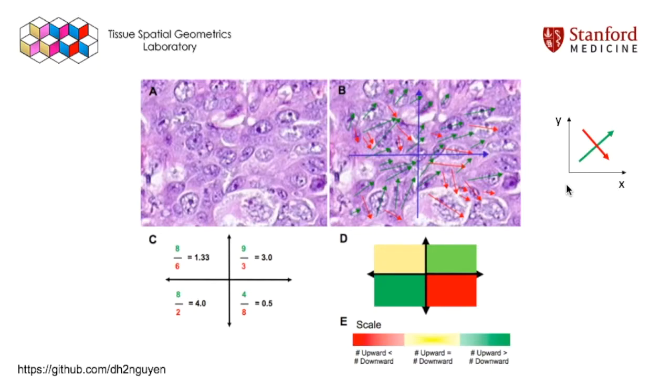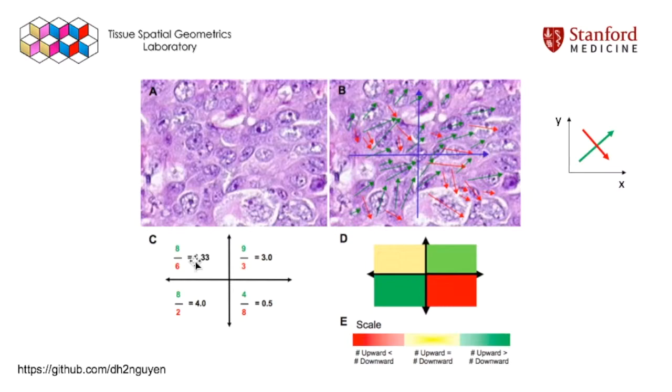And here is the reference. Assuming the x-axis is horizontal, then any line pointing to the upper right is a positive slope, and any line pointing to the bottom left is a negative slope. In this way, for each of these quadrants, we can count the number of green slopes going up and the number of red slopes going down. And if we divide green over red, what we get is a number.